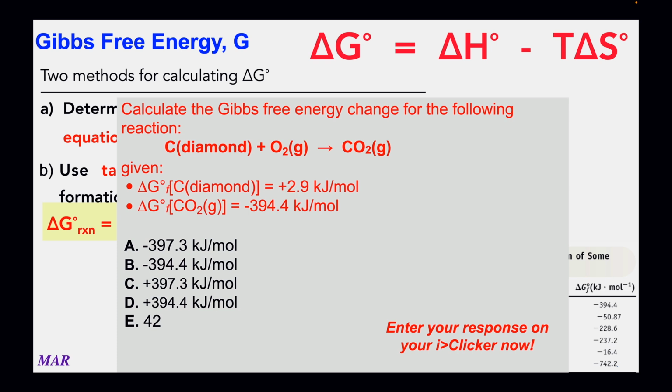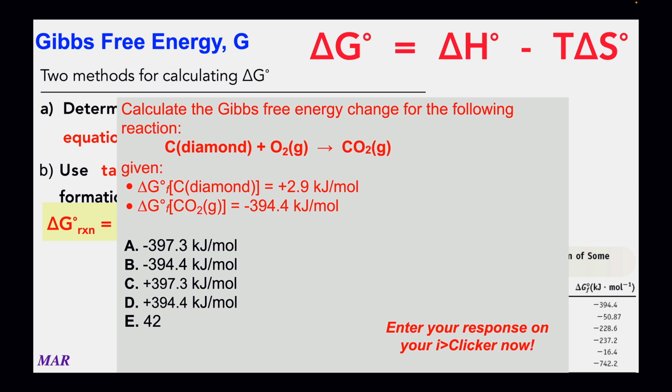Here's an example where we'll use delta G products minus delta G reactants. We're figuring out delta G for the reaction diamond plus oxygen going to carbon dioxide. So for this reaction, we take the delta G of the product, CO2, and subtract the delta G of the reactants. But you'll notice that only diamond is given, there's no O2. That's because delta G for the elements in their standard states, all those values are 0.